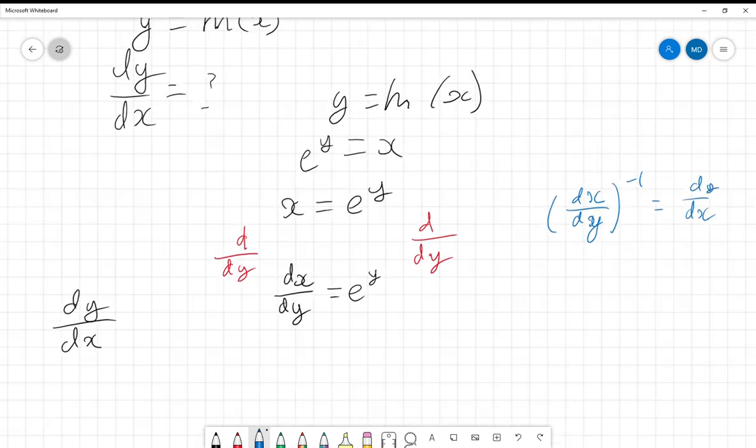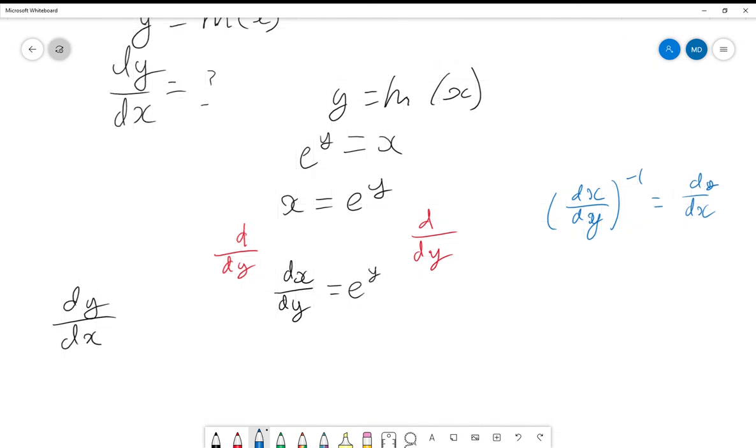And so I'm going to take the reciprocal of both sides, and I'm going to get dy by dx is equal to 1 over e to the y. Still not quite good enough, because we need to ask ourselves, what is e to the y?